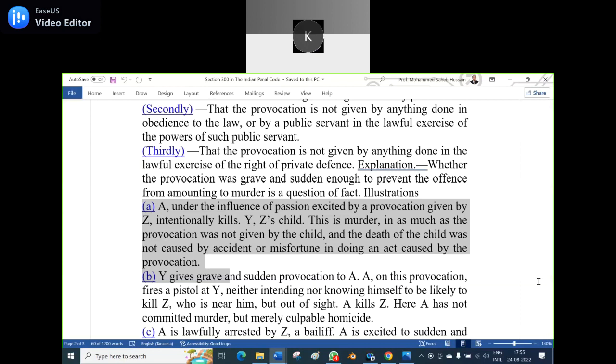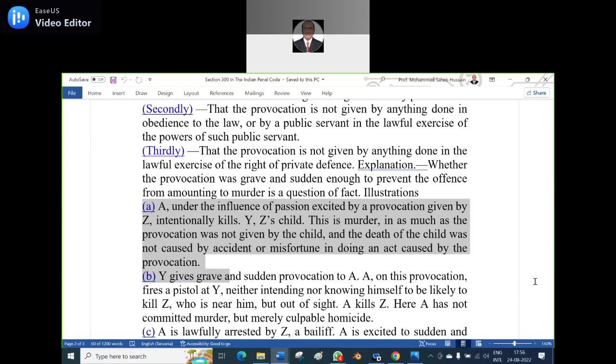Y is killed and Y is Z's child. And this is purely a murder because the provocation is not made by the child. Is it clear? Yes, sir. And who created the provocation? Z created the provocation, and Z is the father of the child. And this is purely a murder.